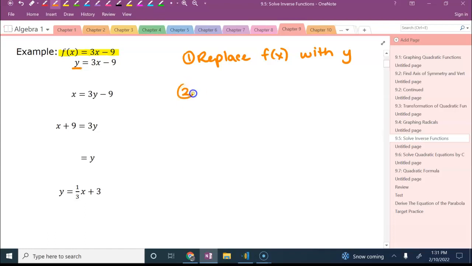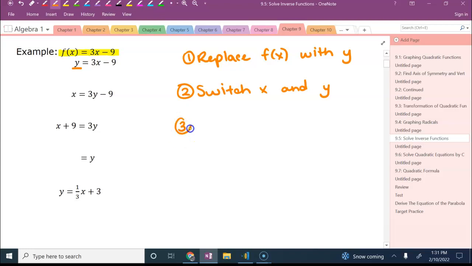Step 2 is to switch your x and your y. So you can see now instead of saying y equals, it says x equals. And instead of 3x minus 9, it says 3y minus 9. So that's the second step: you want to switch where your x and your y are. They're just going to take each other's spot.